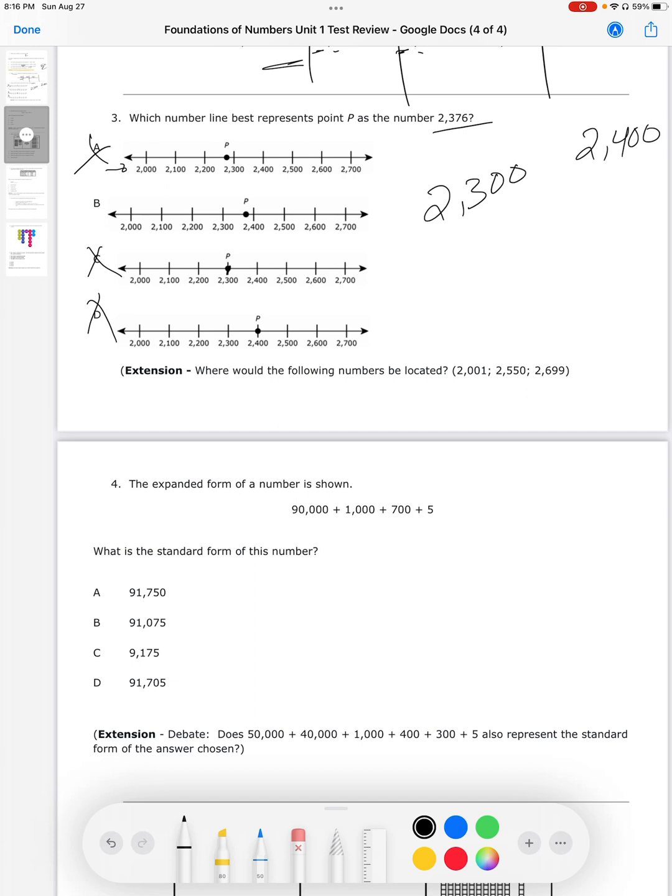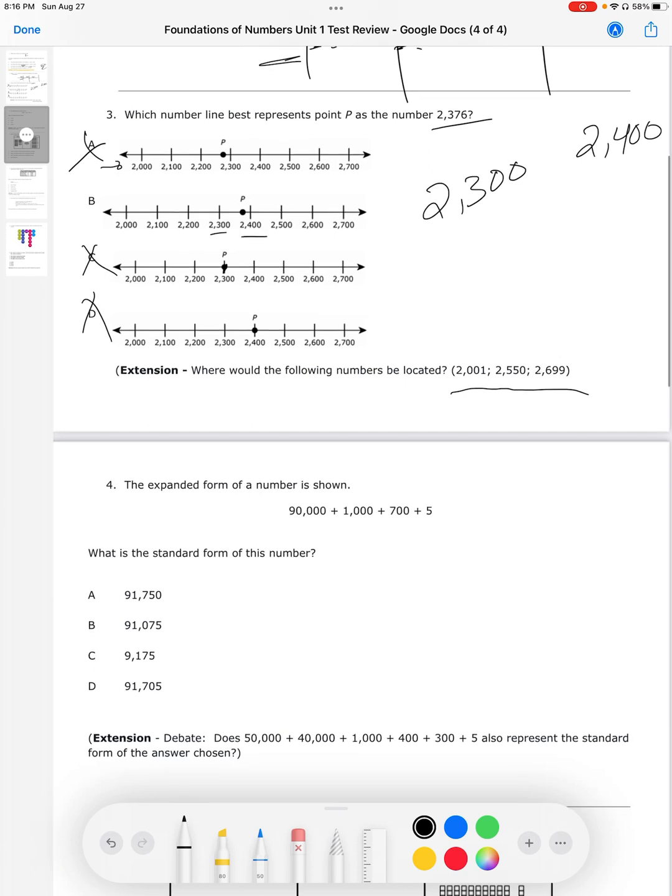Some extensions you can add to this are just asking your kid, where would this number or that number or another number be located on one of these number lines? And if you want to get into rounding, which is really what we're trying to get to with this, you could ask them, what would 2,376 round to if rounding to the nearest hundred? Well, you can look. It's way closer to 2,400, so that is what it would round to.